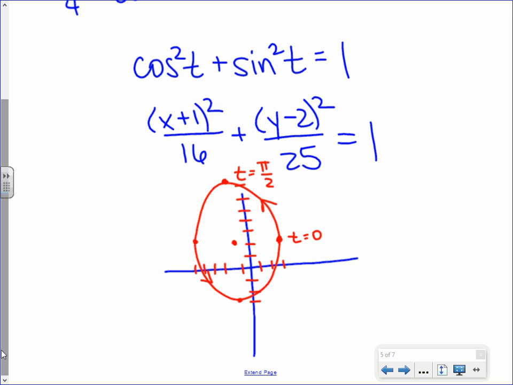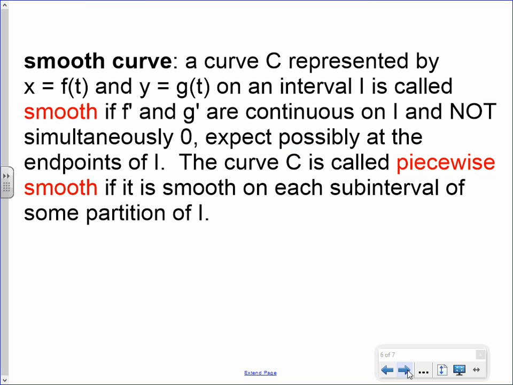It kind of looks like a potato. Calculus students are good at complicated potatoes. Potato problem. Please just read this smooth curve to yourself.